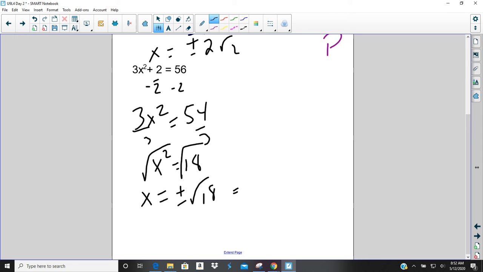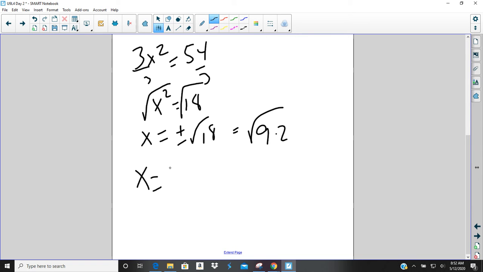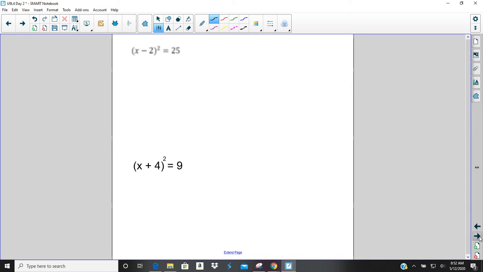The square root of 18 is not a perfect square, but 9 and 2 are what makes it a perfect square. So we're left with x equals plus or minus 3 radical 2. And we're done. All right, next one, let's get a little bit harder. Now we have in parentheses a problem. The reason why it starts getting harder is because we have to be careful of this plus or minus business.